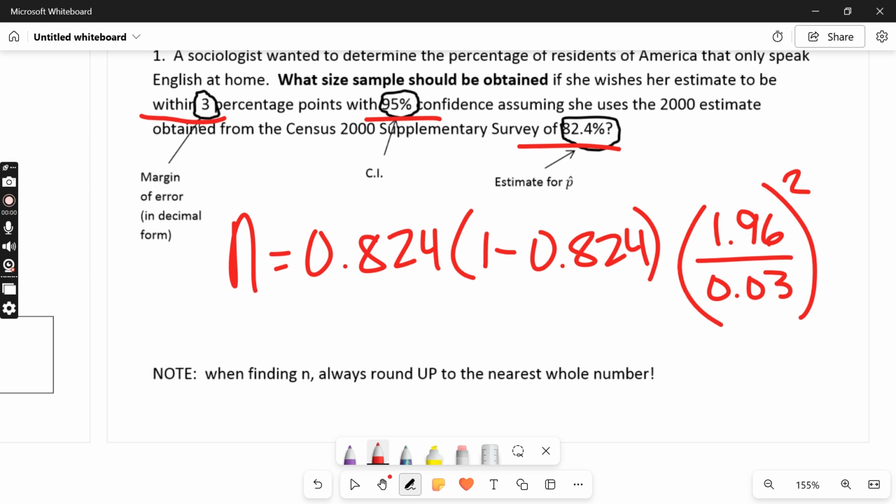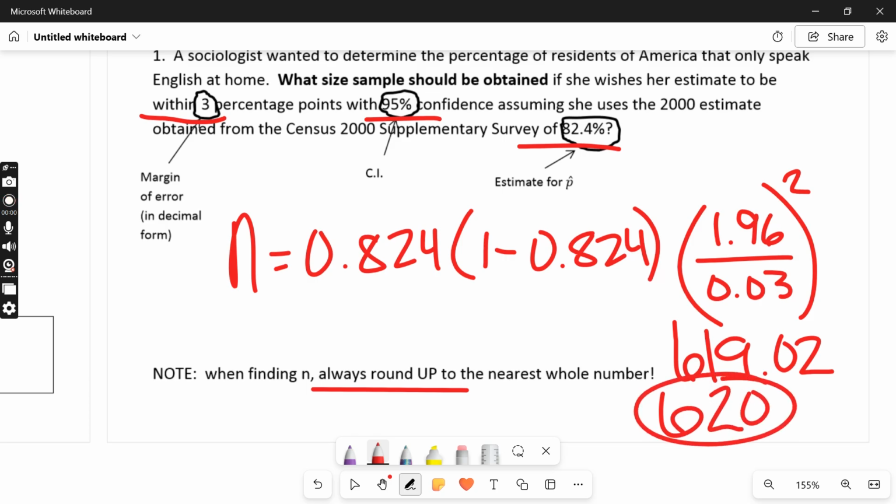One of the biggest things that you need to make sure you do is that you always round up. Okay, when you type this into your calculator it's going to tell you that it's 619.02, and you're going to be like, oh, the first decimal is a 0, so we're going to round to 619. No, you will always round up to the next whole number, because if you round down, your sample size will not be large enough to get the correct error. So we will say that our answer to this is 620. So always, always, always, when you're finding your sample size, round up.